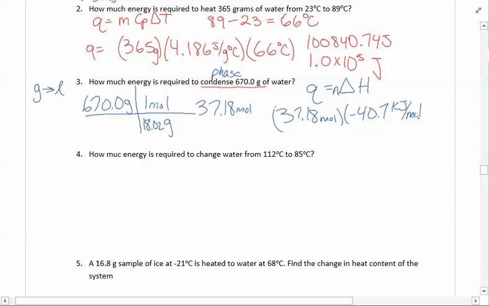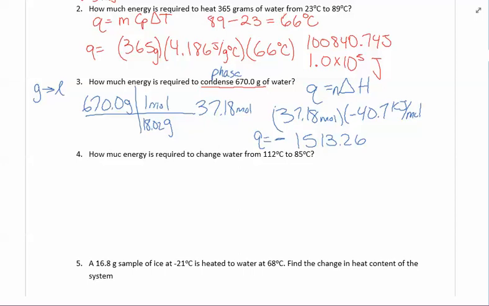Condensation and vaporization are opposite processes. In one, we're adding energy; in the other, we're removing it, so we're able to calculate it that way. I always think of what I'm doing in order and what sign I should have in the problem. That helps me to make sure that I'm calculating it properly.